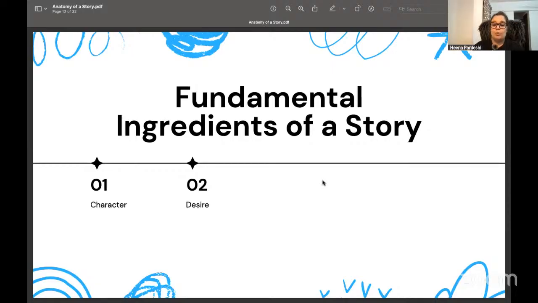Now, moving on, the third ingredient of a story is conflict. Conflict, conflict, conflict. Conflicts are good. They are amazing.